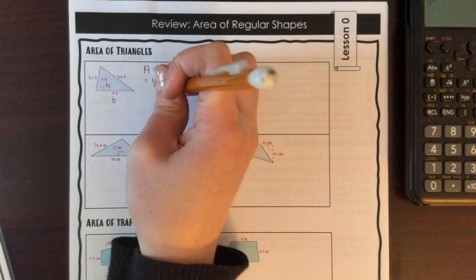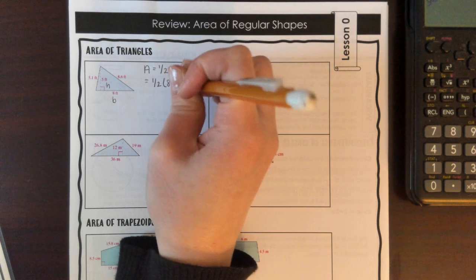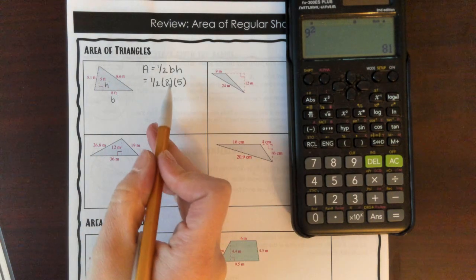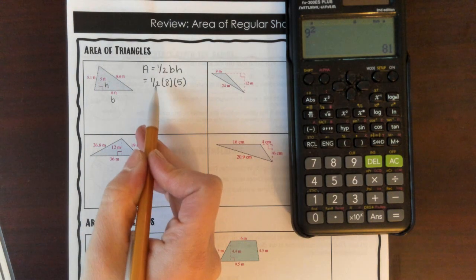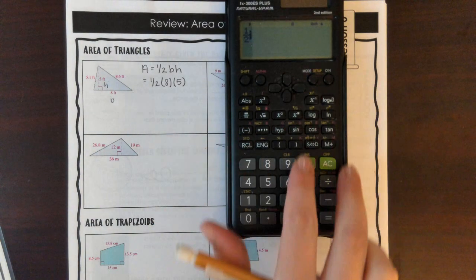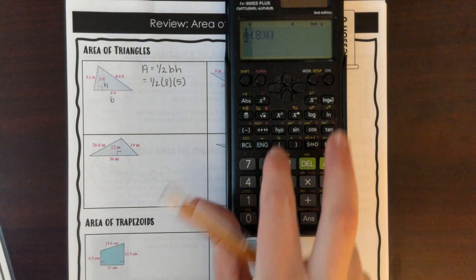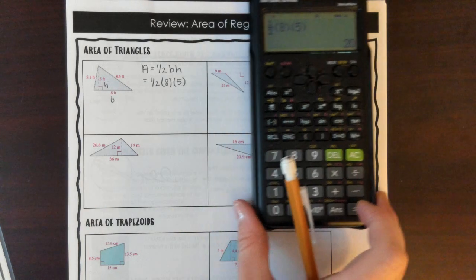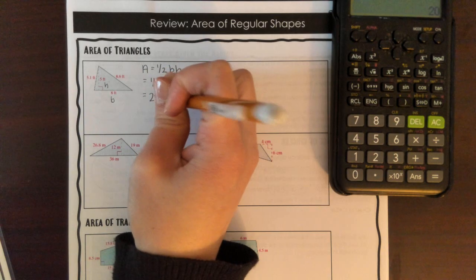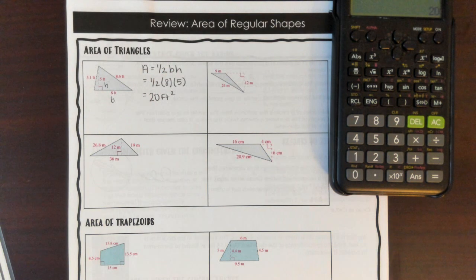So we have 1/2 times 8 times 5. And you could probably do that in your head. 8 times 5 is 40. Half of 40 is going to give you 20. Which is what we're going to get in the calculator too. So it's going to be 20 feet squared. I want you guys to pause the video and I want you to attempt the next 3 on your own.